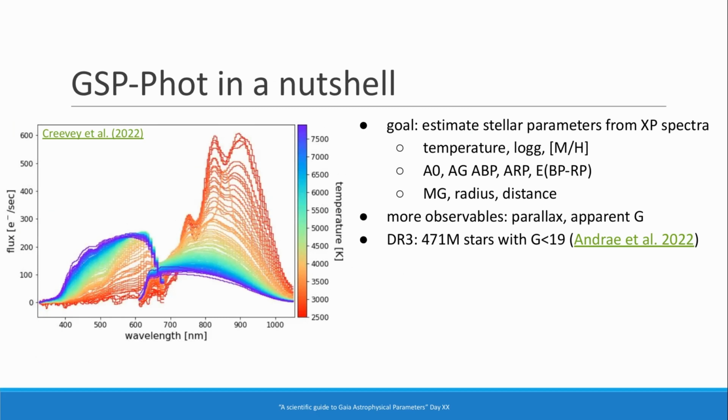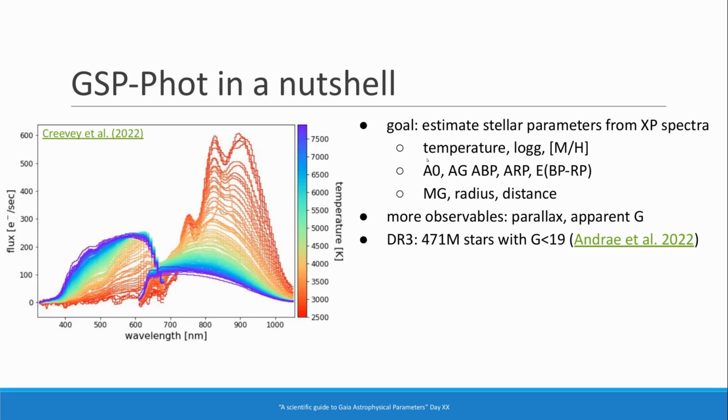So the goal of GSPPhot is to estimate the stellar parameters given the XP spectra. In particular, what GSPPhot tries to estimate are the effective temperature of the star, the surface gravity, the metallicity. Then, as I've shown you before, also extinction has a large impact. So GSPPhot also has to estimate the line of sight extinction, which comes in various different forms.